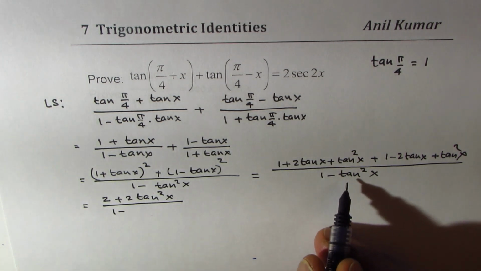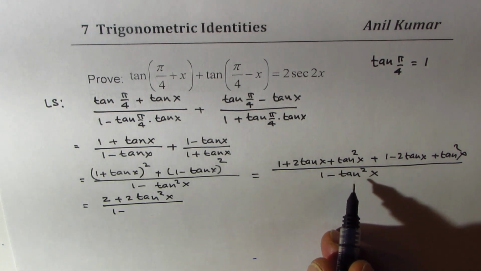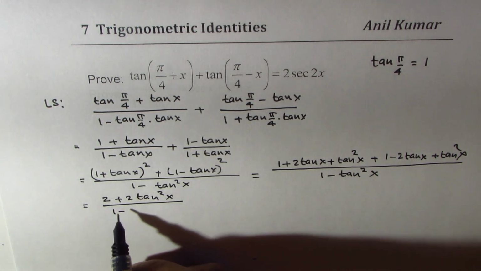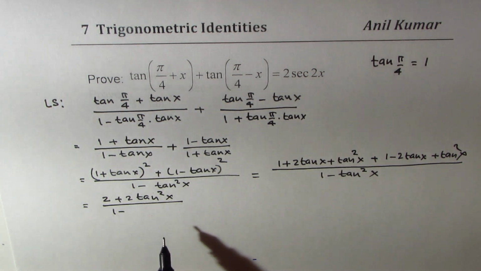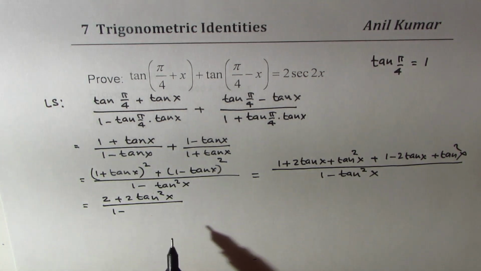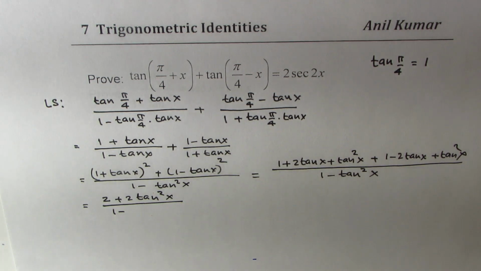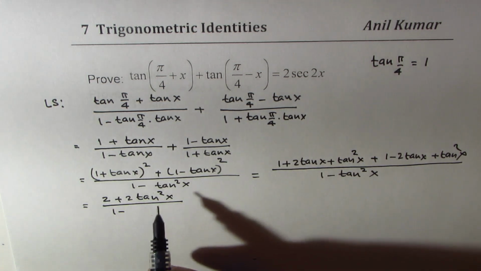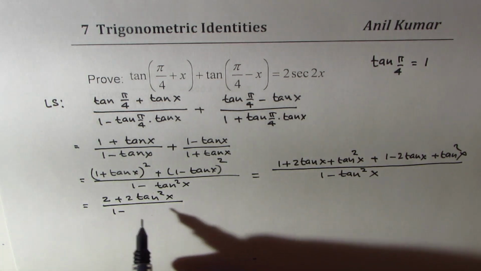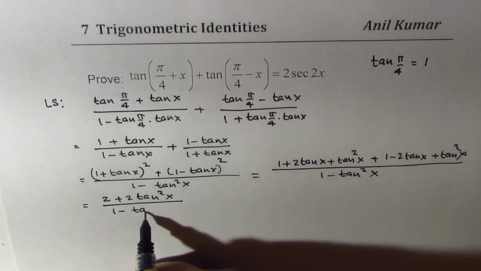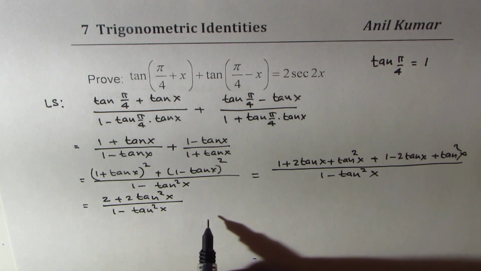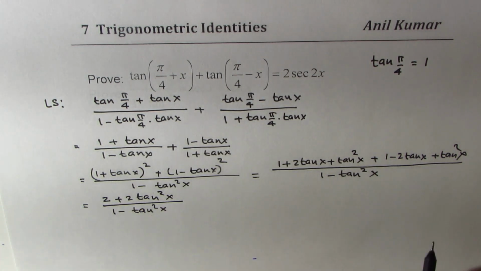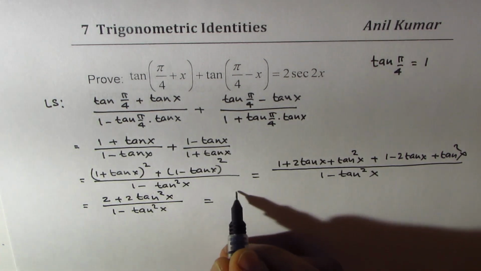Now 1 minus tan square x could be written as (1 plus tan x) and (1 minus tan x), or we could write it in sine and cos, right? So we could do either way since we need secant here. Okay, let's continue. We'll keep this as 1 minus tan square x itself. And now what we will do here is we'll expand the numerator, rather factor.